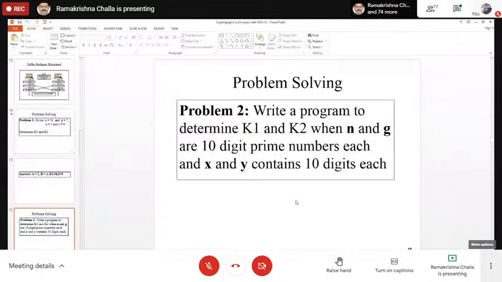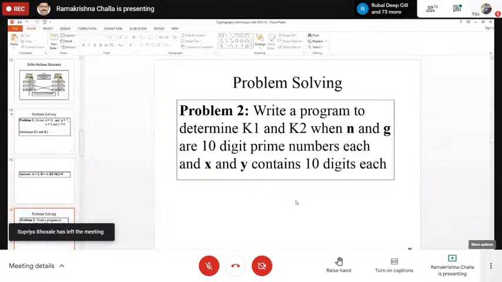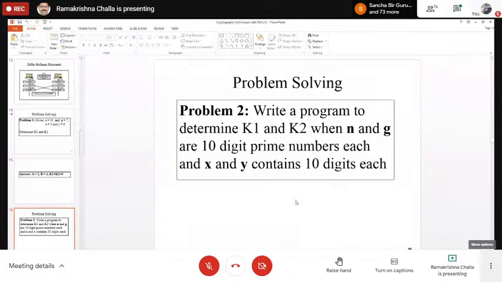Yeah, this is another assignment, which you will be showing to Dr. Sangram before your certificates are distributed online. Write a program to determine K1 and K2 when N and G are 10-digit prime numbers and X and Y contain 10 digits each. So I gave this question purposefully to you.